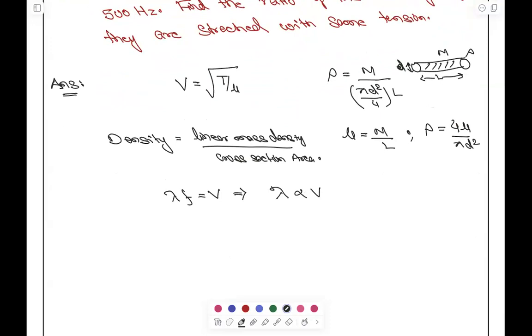Yes sir. And here you will see, so mu is proportional to d square.